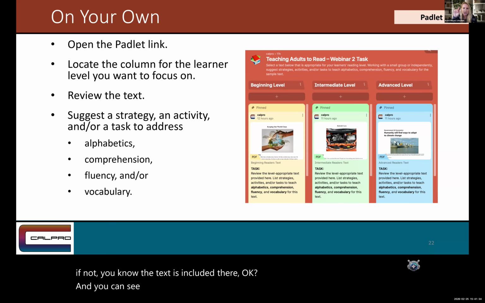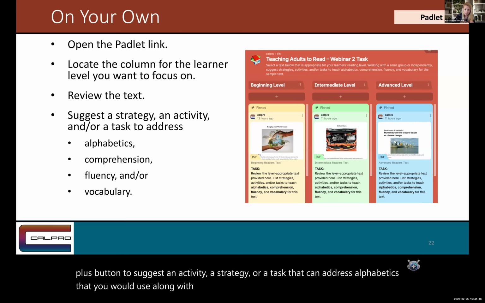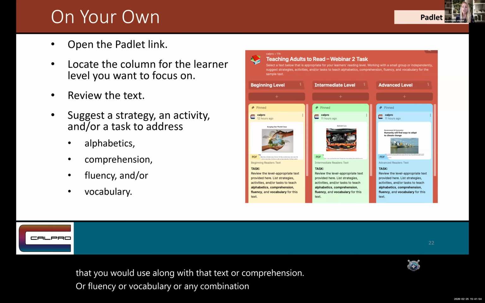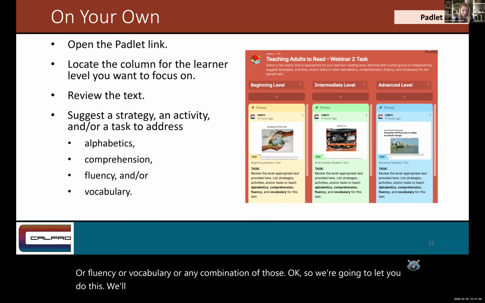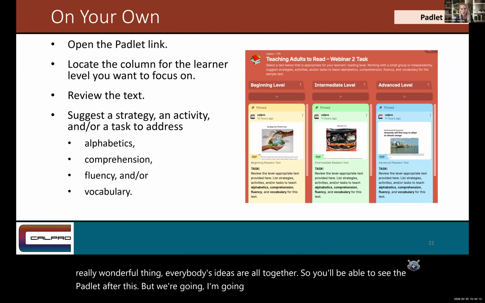And what you're going to do is select the plus button to suggest an activity, a strategy, or a task that can address alphabetics that you would use along with that text, or comprehension, or fluency, or vocabulary, or any combination of those. Okay, so we're going to let you do this. We'll give you about 2 or 3 minutes to do this on your own. And the really wonderful thing is everybody's ideas are all together. So you'll be able to see the Padlet after this, but I'm going to pause. I'll just be quiet for a minute and let you post.